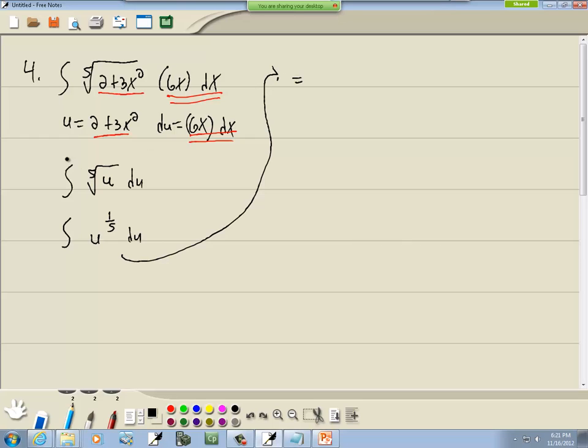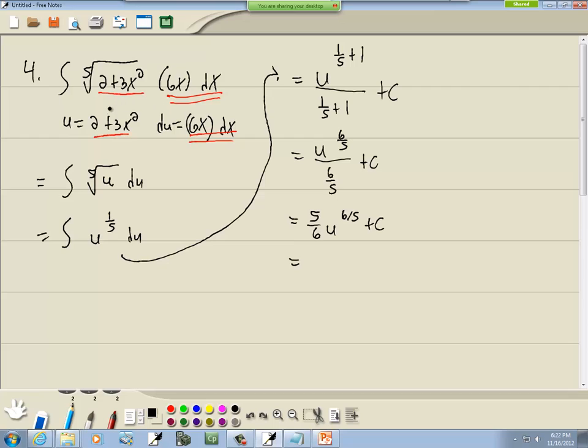Now we're going to add 1 to our power. So we got u to the 1/5 plus 1, divide by our new power, plus c. Now this gives us 6/5. That's a mixed number, by the way. 1 times 5 is 5, plus 1 is 6, and then the denominator stays the same. Remember, if we have a single fraction downstairs, we flip it and multiply it times the top part, so it becomes 5/6 u to the 6/5 plus c. And u, we said, was 2 plus 3x squared. So we got 5/6, 2 plus 3x squared to the 6/5 power plus c. I'm guessing they probably leave their answer in that form instead of putting it in radical.